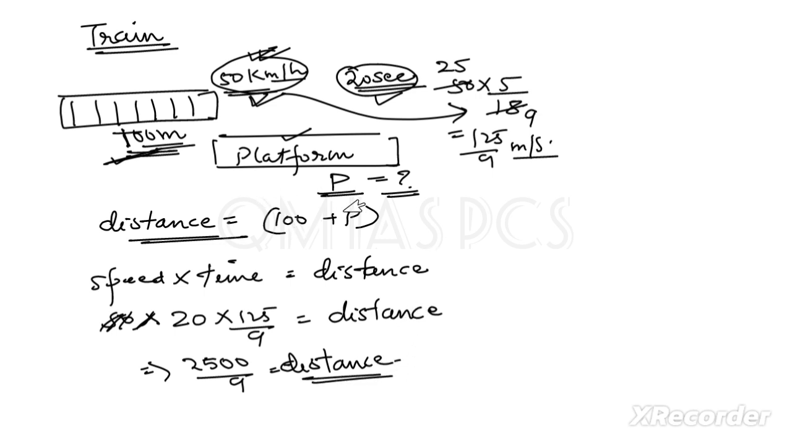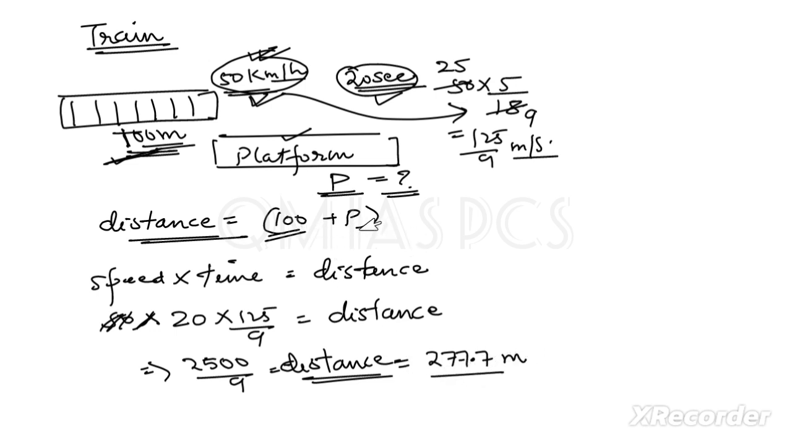Now look at this one. Here is 100 meter, the train's length, and this is the platform. Combining both, it will be 2500 by 9. So we can write this distance is this one, and we can equate. Okay, and if you want to convert it into decimal, it will be 277.7, like this, this much meter. Okay, so it is easier to solve.